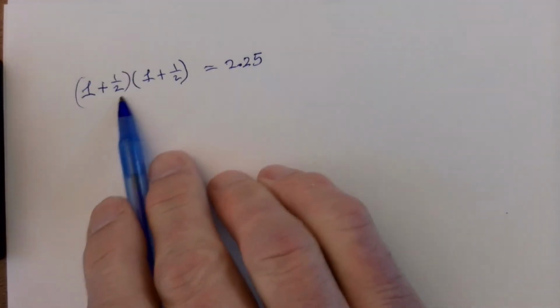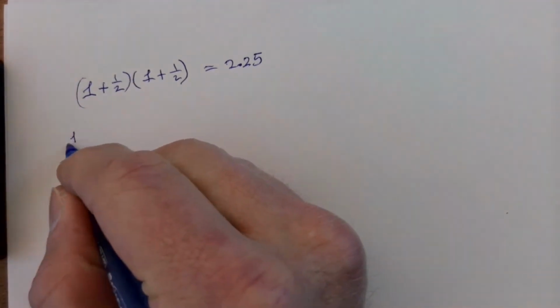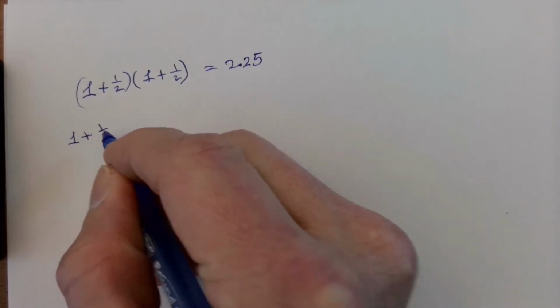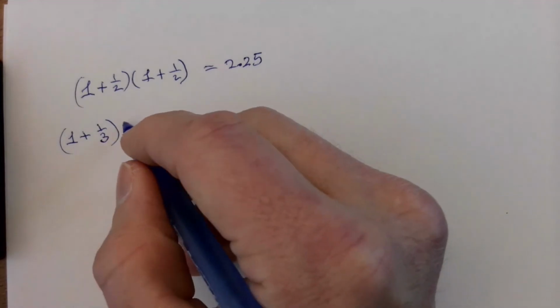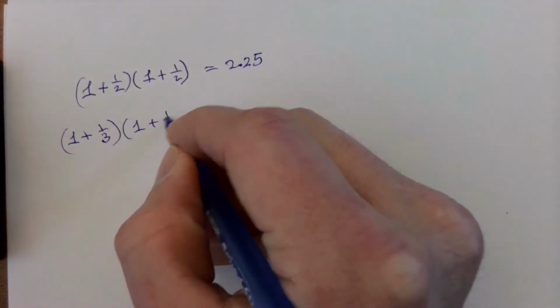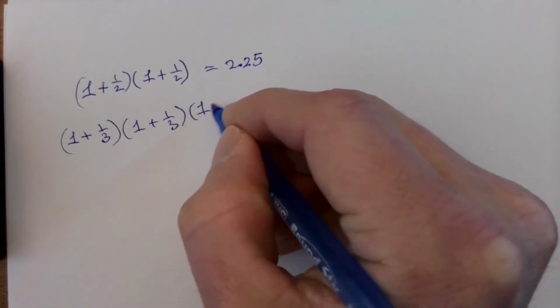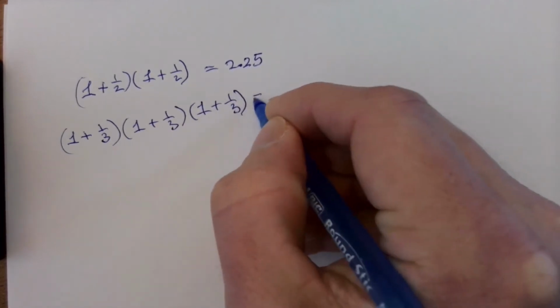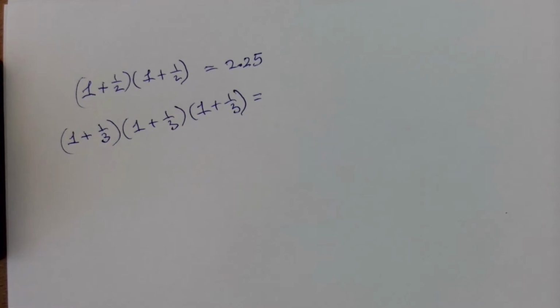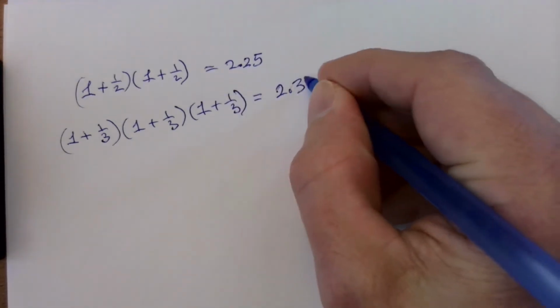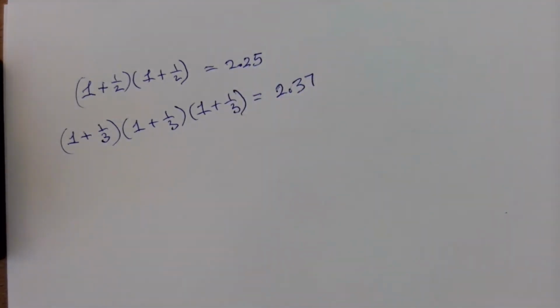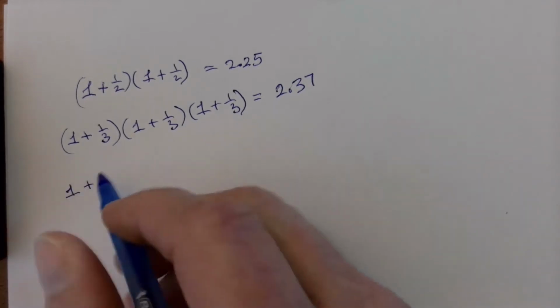This has a value of 1.5. The next thing we're going to multiply is 1 plus 1/3, which only has a value of about 1.3. And we're going to take another one of those and another one of those. Will that be bigger than 2.25? The answer is yes, it will. Turns out to be about 2.37 to the 100th place.